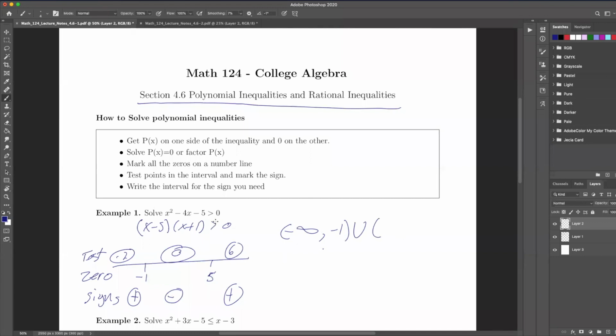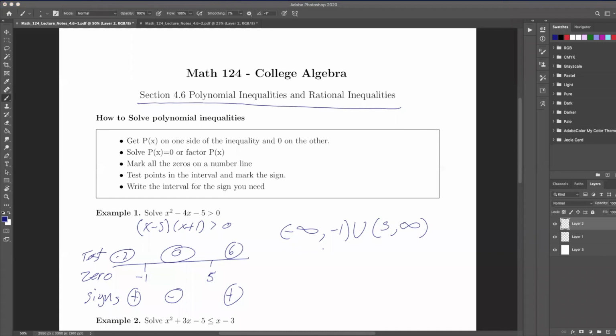And notice since we have strictly less than or strictly greater than, we won't include the zeros. And this one we will, because we have less than or equal to. So here, this will go from 5 to infinity. So let's graph this and look at this graphically for a second. And that will help us understand what's going on.